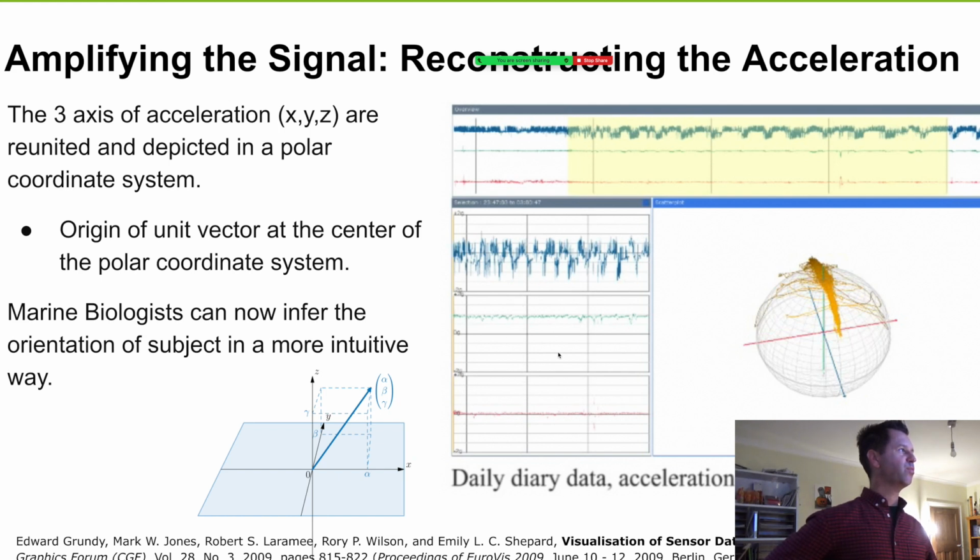And then instead of the 3 independent components of the acceleration vector, we reconstruct them in the polar coordinate system. So they're no longer separated, but they form a unit vector at the center of the coordinate system, and then we can start to infer the orientation and behavior of the animal based on that acceleration vector. And what we see here, these yellow lines, that's the acceleration plotted on this spherical coordinate system over time. We're going to go into more detail about this as we go along.